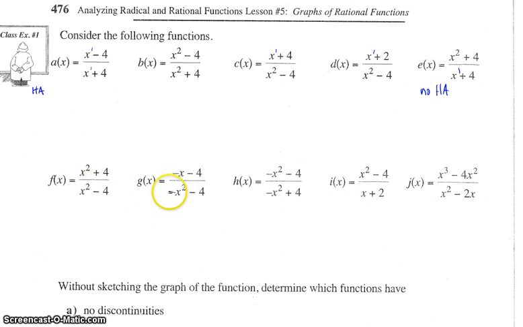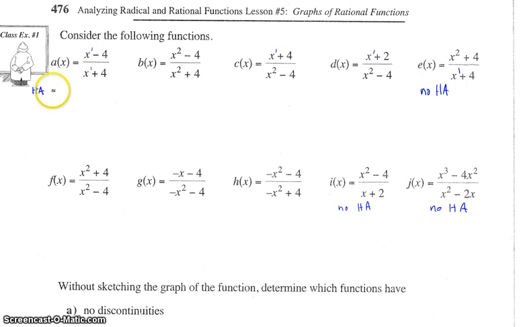Running through the rest, this one's okay, degree is equal, this one's okay, the degree is less in the numerator, equal, and this one would have no horizontal asymptote. And then finally on J, the degree on top is a 3, the degree at the bottom is a 2, so it's greater, so therefore, again, no horizontal asymptote. So that's how we tell if there's a horizontal asymptote.